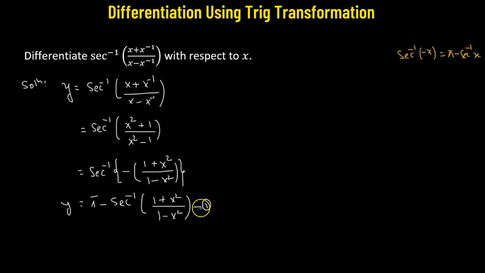We can further simplify number 1 by taking x to be equal to tangent of theta. We've already performed this before. Earlier it was (1 minus x squared) divided by (1 plus x squared). This time we have (1 plus x squared) divided by (1 minus x squared), which will be equal to secant squared theta divided by (1 minus tangent squared theta).